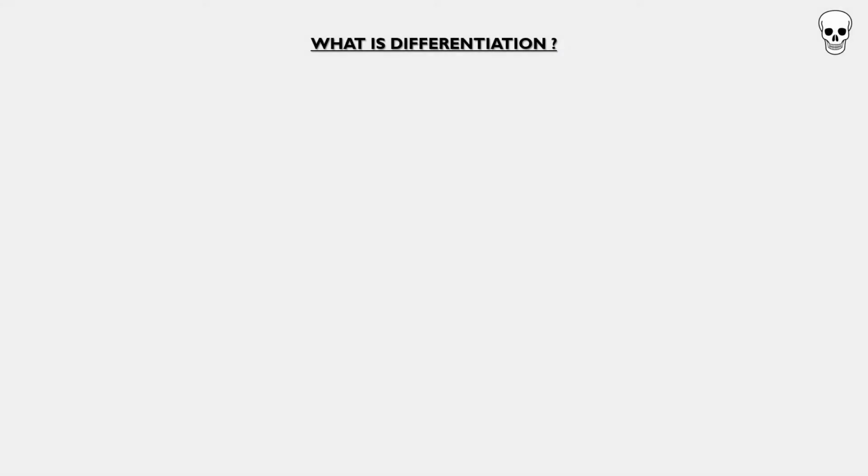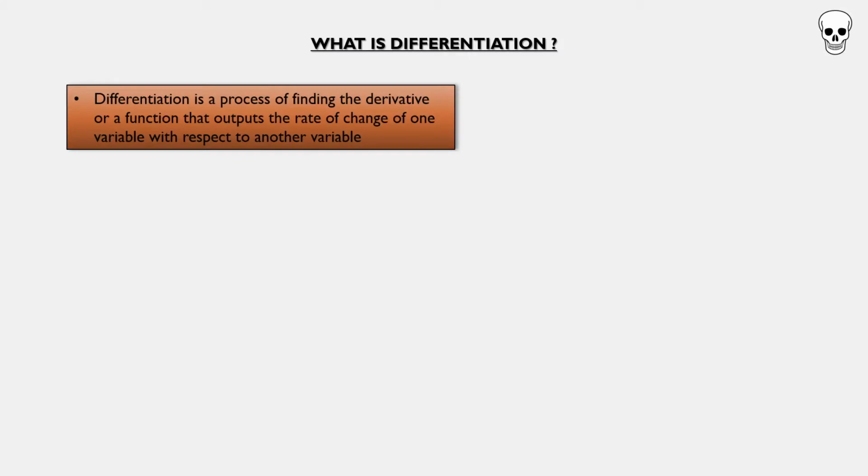What is differentiation? Differentiation is a process of finding the derivative of a function that outputs the rate of change of one variable with respect to another variable. This is equivalent to finding the slope of the tangent line to the function at a point.